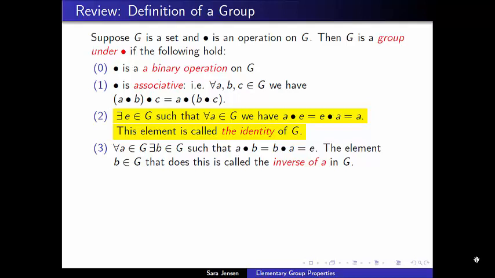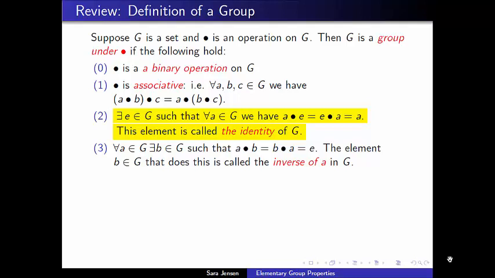and I want us to just focus on this property that I numbered 2, which is the identity property. It's highlighted up here. There exists an element of G that we denoted by E, such that no matter what other element we might have in the group, A dot E is equal to E dot A is equal to A.